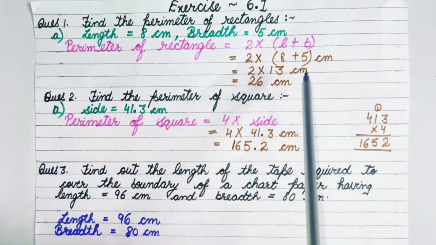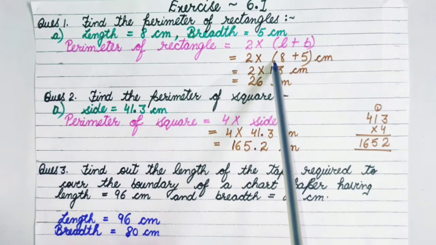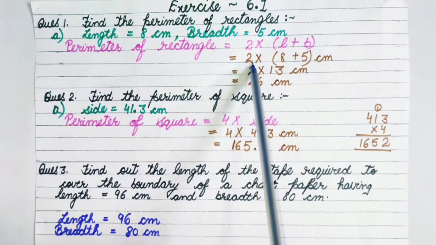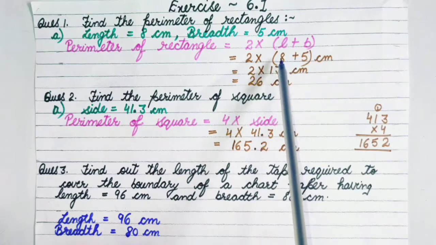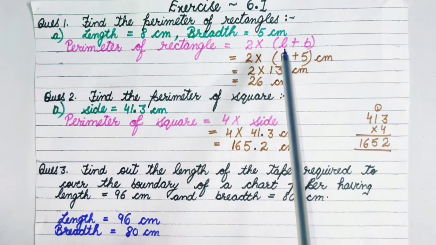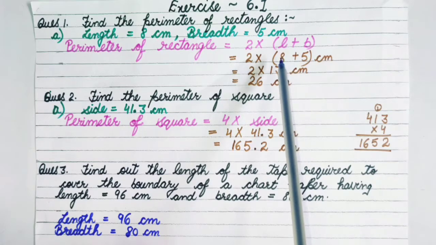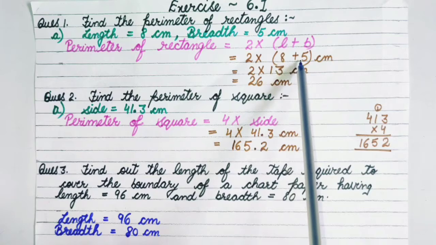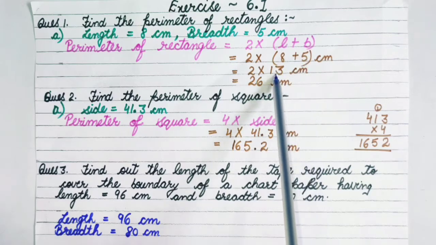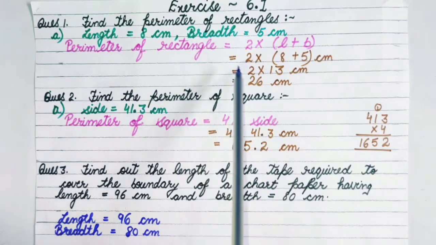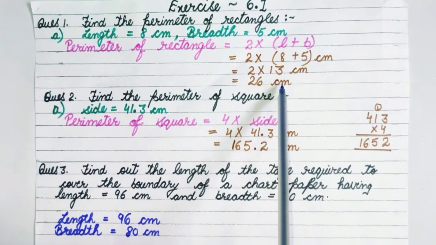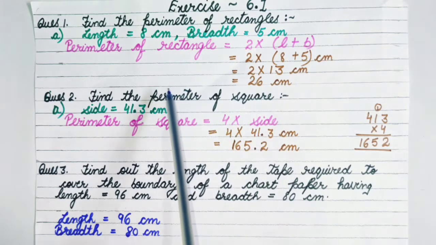Now students, learn this thing, everyone. Before doing the multiplication with 2, you always have to solve the bracket first. Learn this thing again and again. According to the BODMAS concept, first of all we have to solve this bracket. So 8 plus 5 is 13. Now we can do the multiplication. 13 twos are 26. It means the perimeter of the rectangle is 26 centimeter. Clear? Now let's move to question number 2.